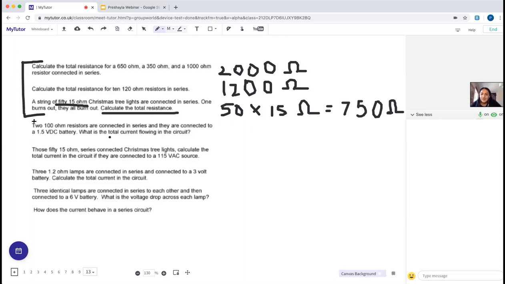Okay, so we'll try the next 2 questions now. So 2 100 ohm resistors are connected in series and they're connected to a 1.5 volt battery. This just means 1.5 volts DC battery. So DC is direct current, which is what we're dealing with right now. So what is the total current flowing in the circuit? So don't worry about this VDC, it just means 1.5 volts. So what would the total current flowing in the circuit be? And if you've had a go at that one, you can move on to the next one.